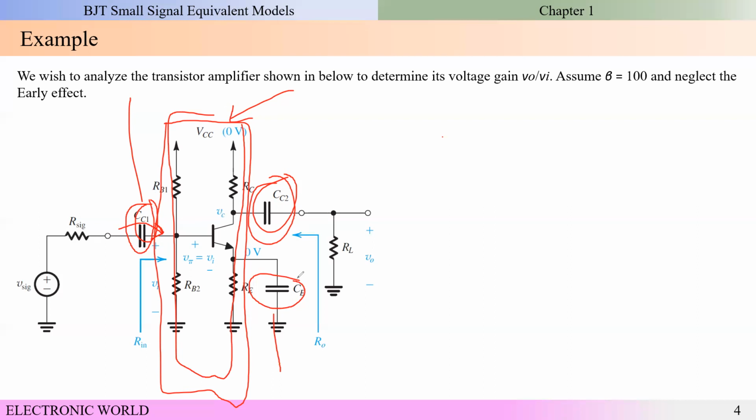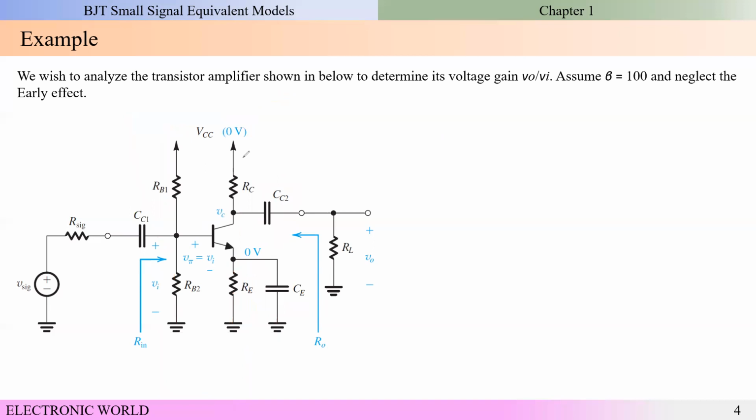But what is the purpose of using bypass capacitors? The bypass capacitors are used to ground any unwanted AC signals. We need to use these bypass capacitors.